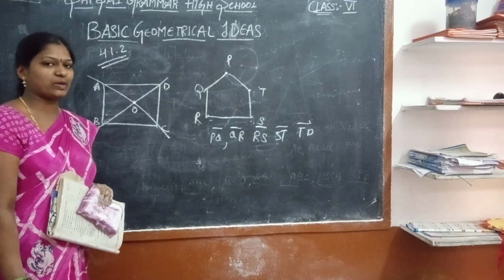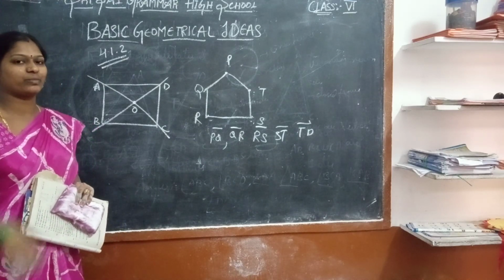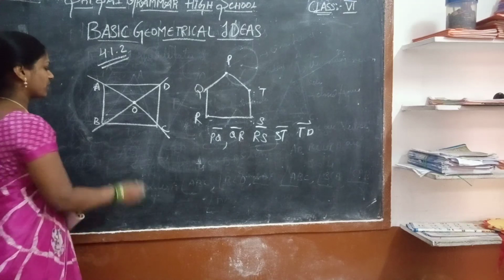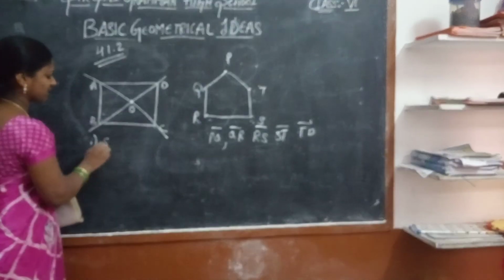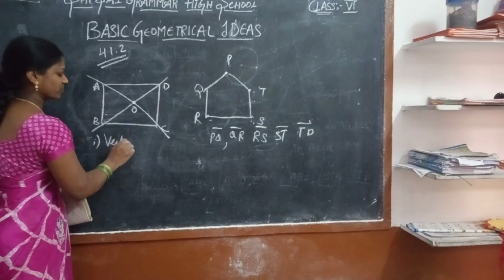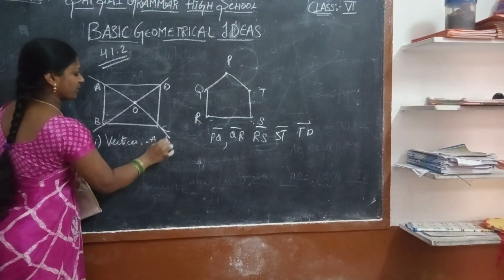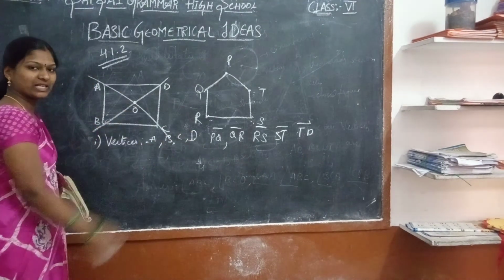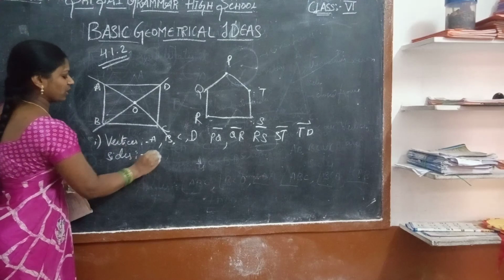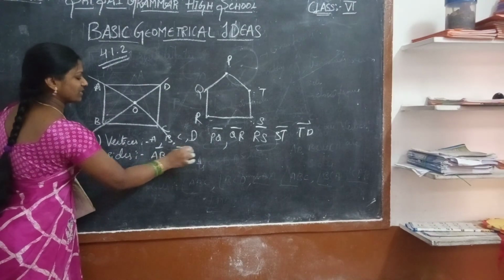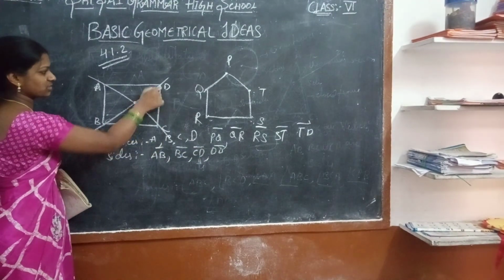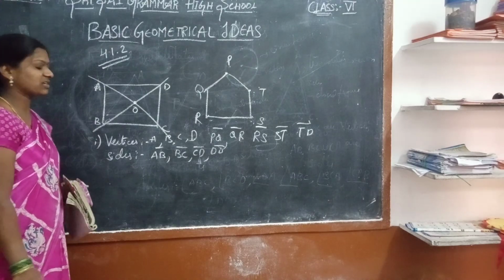Now see, everyone observe this figure. They are asking us to represent how many sides, how many angles, how many vertices, and how many diagonals we can represent. Now see, first of all, the vertices. Yes, A, B, C, D are the 4 vertices. And what are the sides of the given figure? AB is one side, BC is one side, CD is one side, and DA is one side. AB, BC, CD, DA, the 4 sides are present in the given figure.